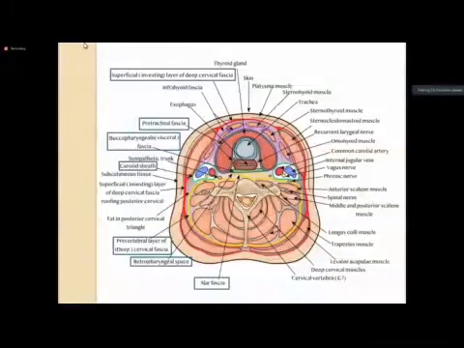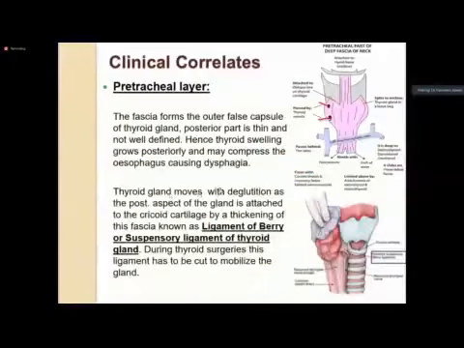Pretracheal layer. Why is this pretracheal layer important? First of all, इसके MCQs अगर आप देखें तो इसमें सबसे पहले आपको thyroid के साथ associated MCQs आते हैं. The layer of the deep cervical fascia that encloses the thyroid gland is pretracheal layer. It is attached to the hyoid bone, and inferiorly it blends with the pericardium and arch of aorta, and it completely encloses the thyroid gland. Clinically अगर देखें तो this fascia forms the outer capsule of the thyroid gland.